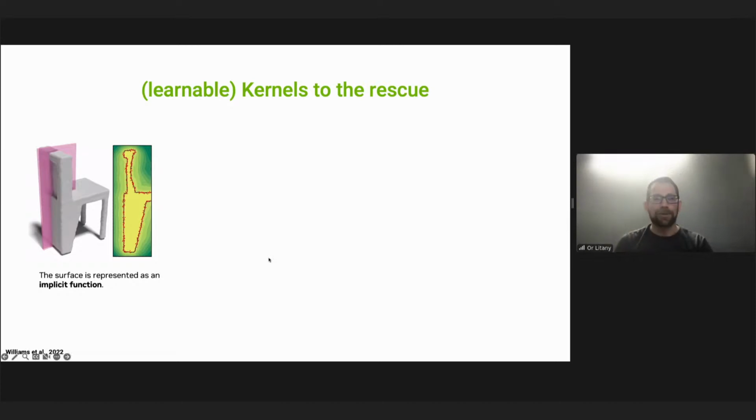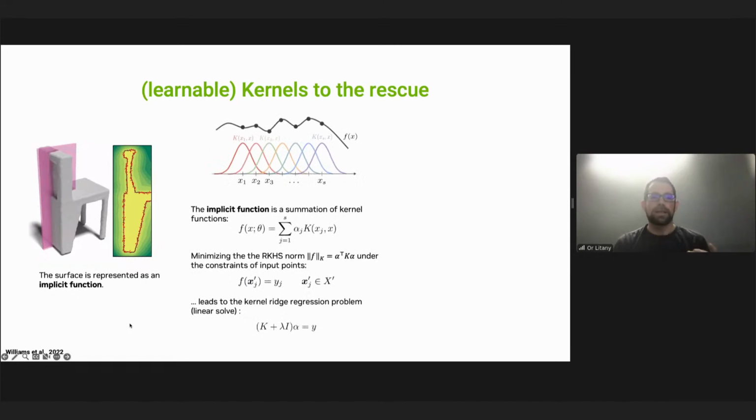So let me introduce this idea of kernels, and specifically learnable kernels, and we're going to see how that can be useful to reconstruct surfaces. First of all, I'm going to say that we're going to represent the surface as implicit functions, neural fields, I should call them. And then what does the kernel method do? Well, basically the kernel method tells us that we can take any function, in this case a 1D illustration, and we can write down this function as some weighted combination of kernel functions, right? And nothing learnable yet. I haven't said anything learnable.